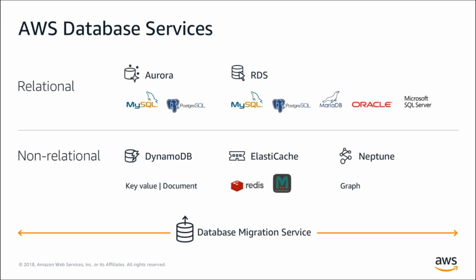Joining all of them together is Database Migration Service, which allows you to move your data from one type of database to another, or even from an on-premise database to a database in AWS, or vice versa. In today's topic, we will be focusing more on the relational database aspects of the service, primarily on RDS and a little bit on Aurora.